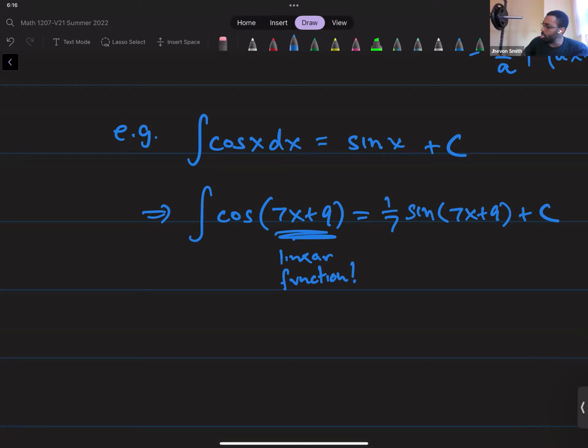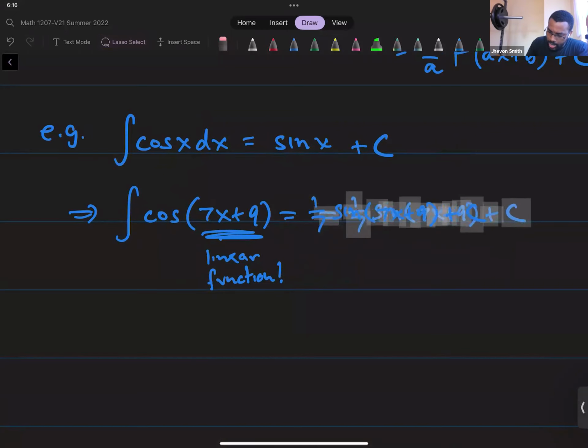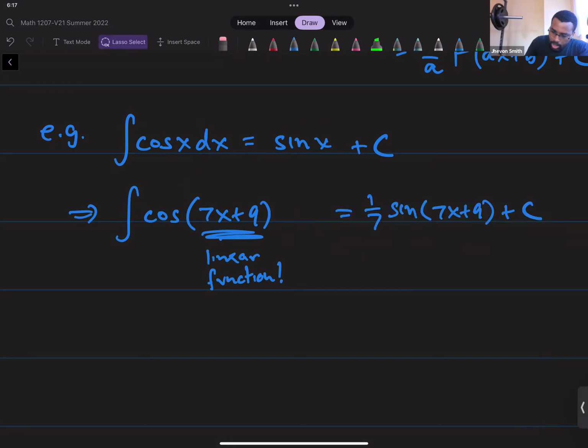But substitution tells me that if it's a linear function, you just divide by the slope and you essentially just follow through with what the formula would look like, but replacing your x with whatever the linear function is. And you can do that in your head. If I see an integral of cosine of 7x plus 9, I don't expect you to go through a substitution to do that, even though technically speaking, that's what you should do. You should just know the answer is 1 over 7 times the sine function.